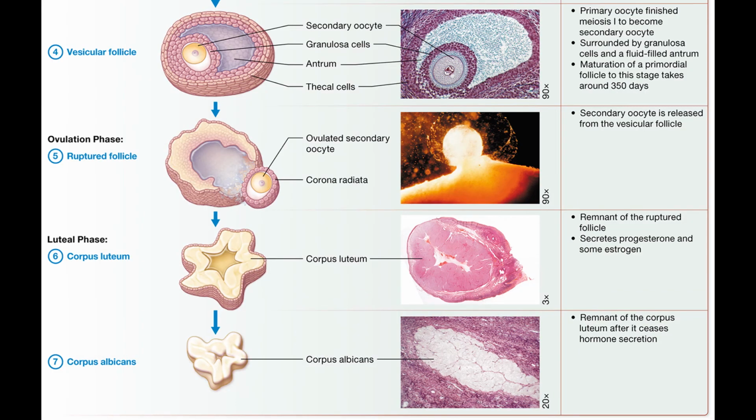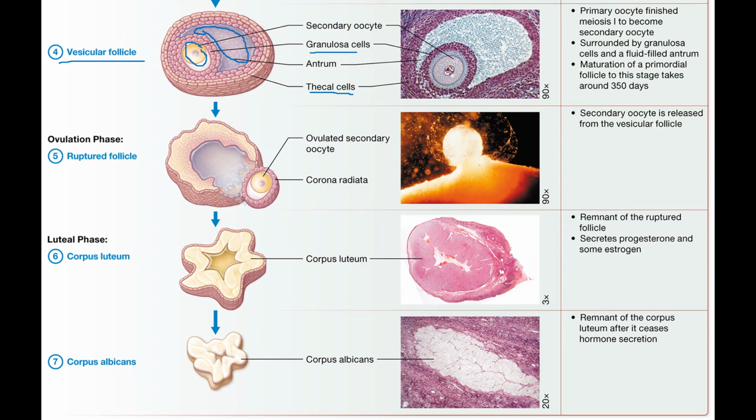Once we get to a tertiary or a vesicular follicle, we have the secondary oocyte. So now the primary oocyte has matured to a secondary oocyte. These granulosa cells are still there, and they now form a fluid-filled antrum. And this antrum is where that oocyte is going to be expelled soon. Of course, we still have thecal cells surrounding, and the granulosa cells are still doing their job.